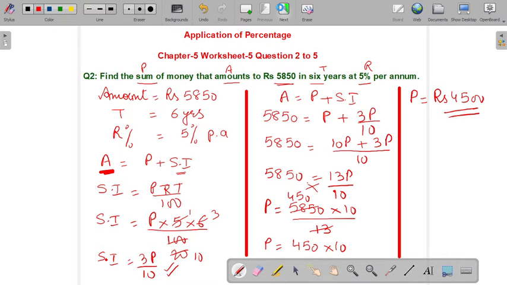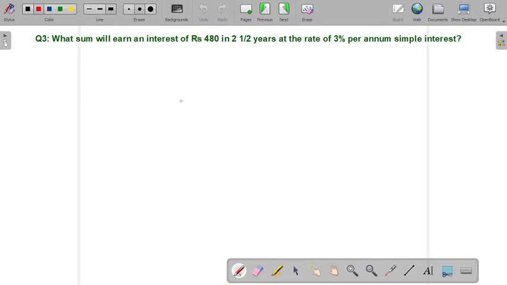Now next question. In question 3, question is what sum, again we have to find out the principal, will earn an interest of rupees 480. So interest, so it means that this is simple interest for 2.5 years and rate of interest is given as 3%. So again we will be finding out principal here, but the simple interest is given as rupees 480 and time is given as 2.5 years.